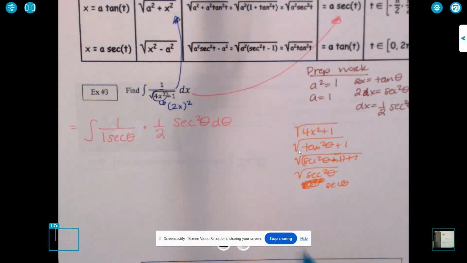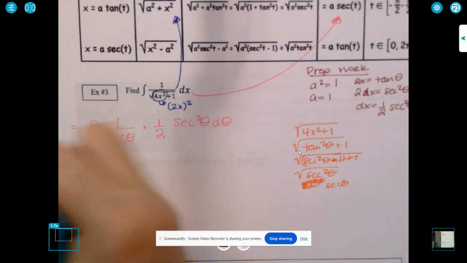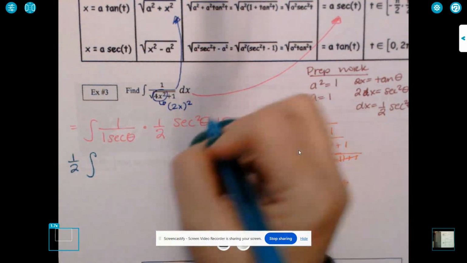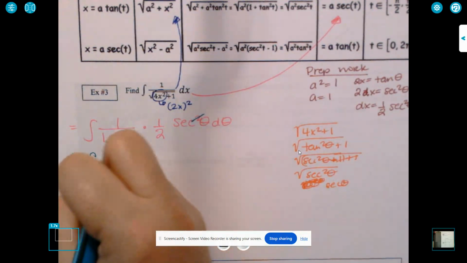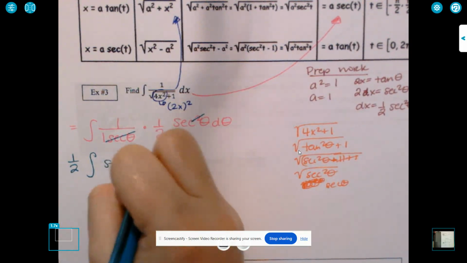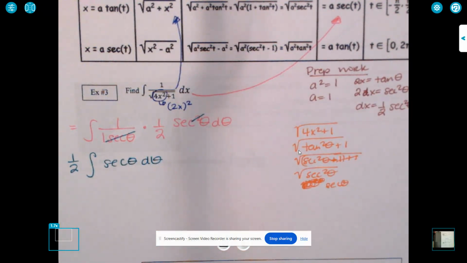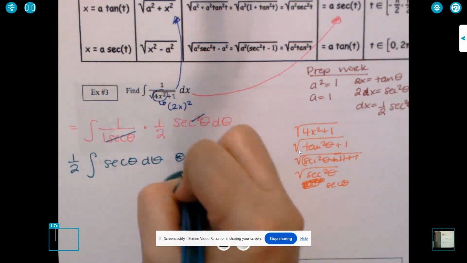All right, so from here, we're going to pull out that 1/2. Secant squared, so one of those is going to cancel with one of those. So I still have a secant on top. Okay, and I got the 2 on. We'll pull that 1/2 out, so it's just going to be secant theta d theta. All right, and then from here, we're going to go to our foldable.